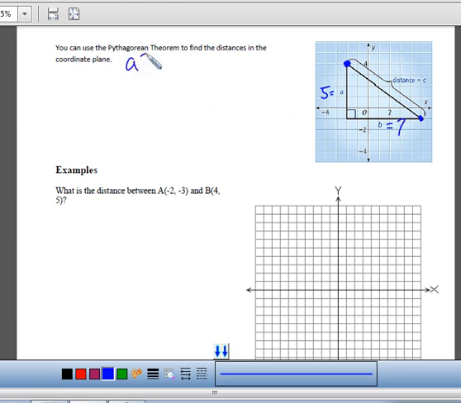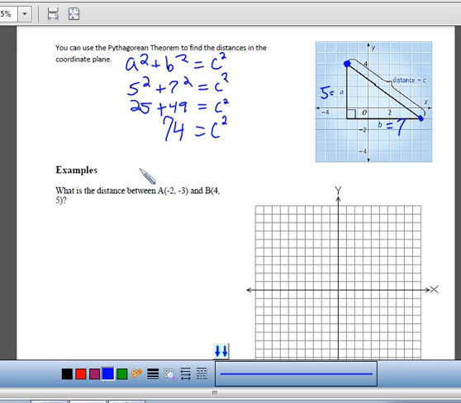So when I do my A squared plus B squared equals C squared, I get 5 squared plus 7 squared equals C squared. 25 plus 49 equals C squared. And we get 74 when we add them together. And I'm going to leave this one in radical form. So C equals radical 74, or the square root of 74. Since this one wasn't a question, it was actually a demonstration or an example.